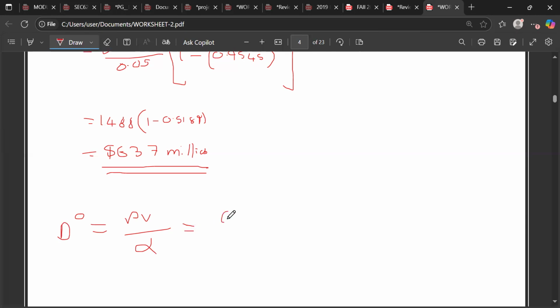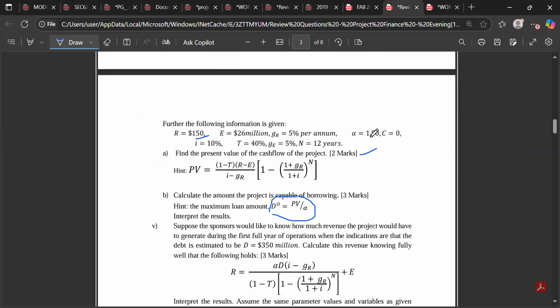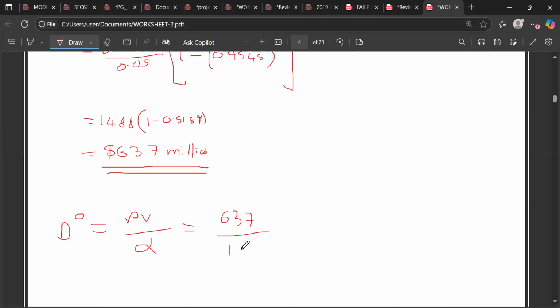So this is going to be equal to 637 over alpha. What's alpha? Alpha is 1.5 here. Are you able to see it? Over 1.5 this gives us 424.69 million dollars.